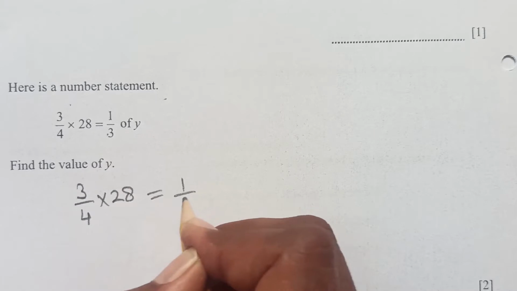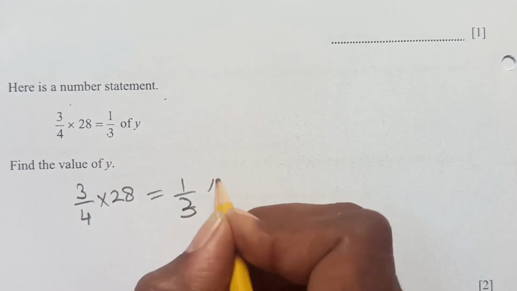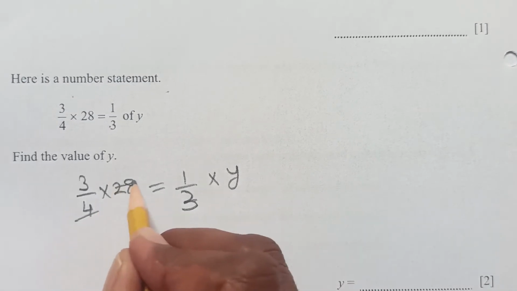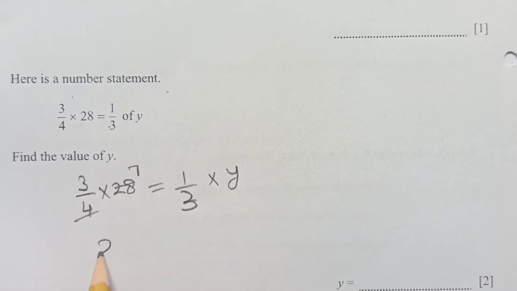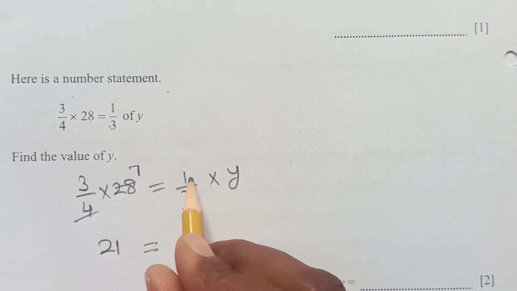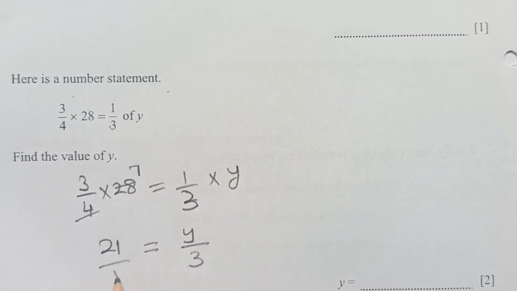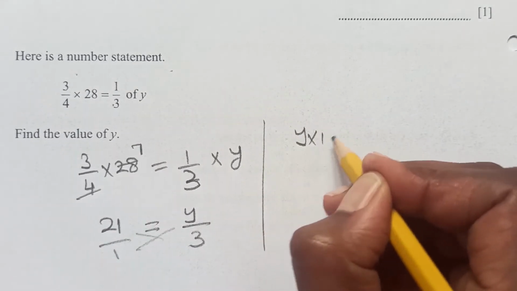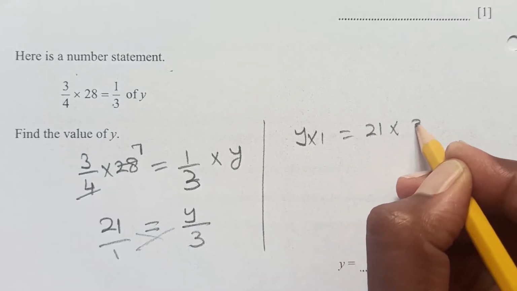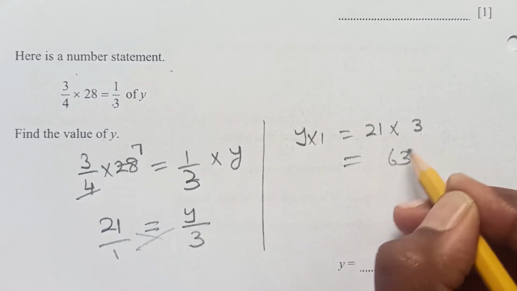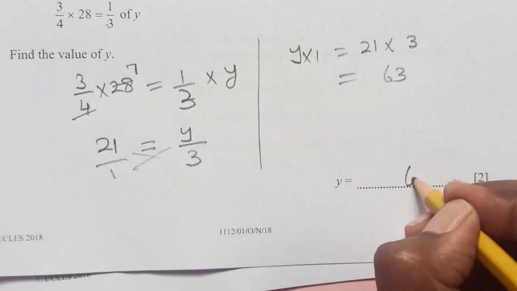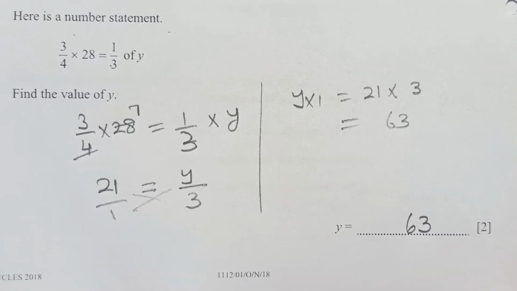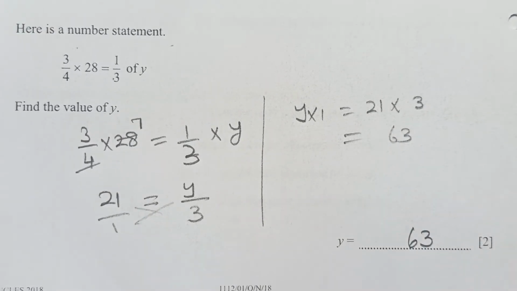I would recommend you sit with your paper and pen so that you can practice along with me. Now here 4 times 7 is 28, 3 times 7 is 21, and this is y times 1 over 3, so y over 3. Now you just cross multiply. So y times 1 is equal to 21 times 3, which is 63. You see this is a 2 marks question, and there is little effort for this one.